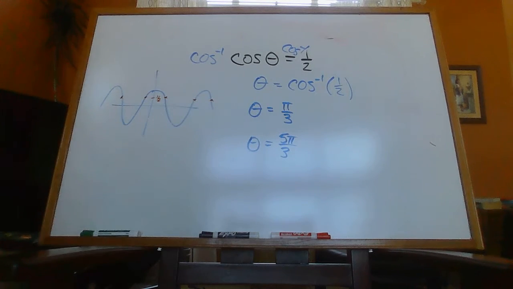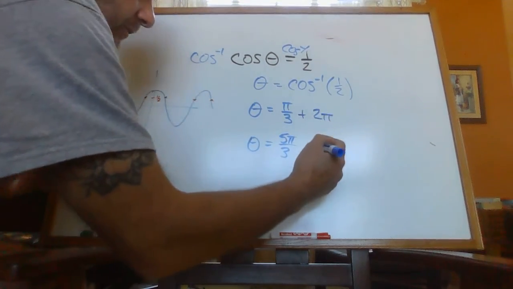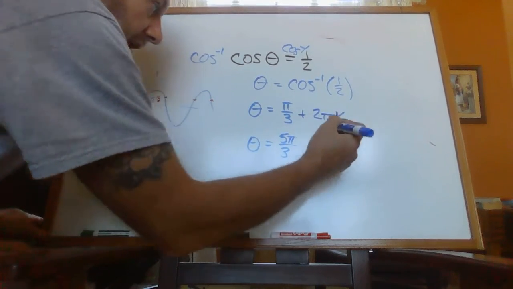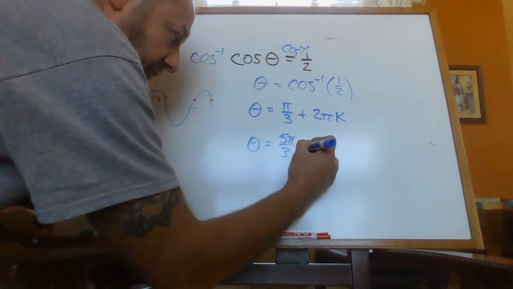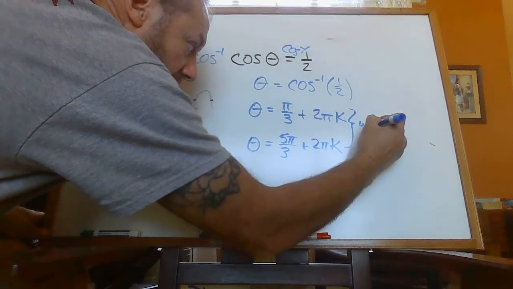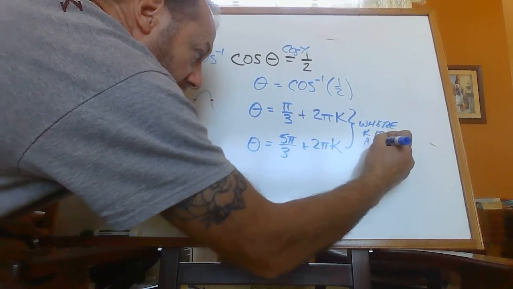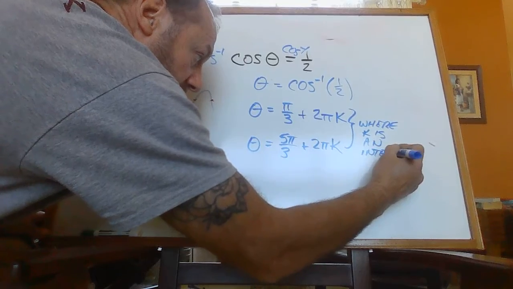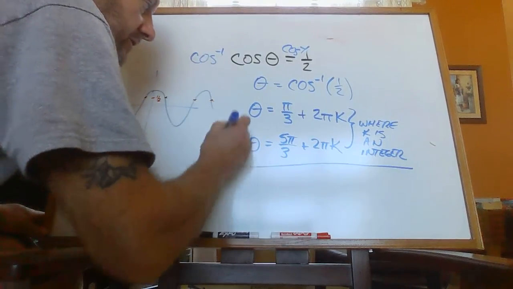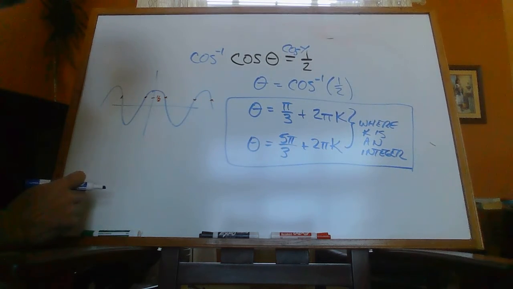So we think about what's the period of cosine. The period of cosine is 2 pi. So we can take this answer, add 2 pi, and do that over and over again. So we're going to put a k on there. And we do the same thing for 5 pi over 3: we add 2 pi k, and then we can say where k is an integer. And we're good to go. There's our answer. That's got all the answers that exist. And we can move on to the next thing.